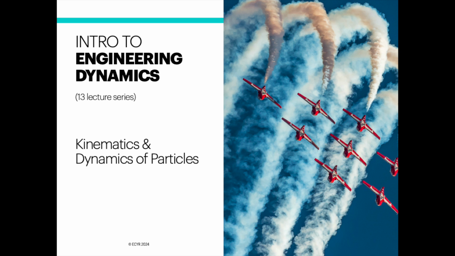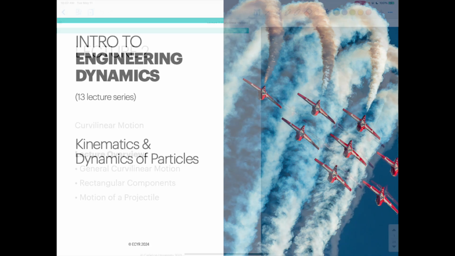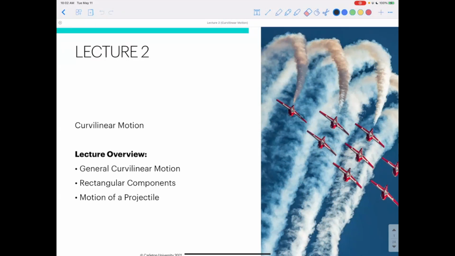To Tuesday, May 11th. So what we're going to do today is basically introduce general curvilinear motion, which is just motion of a particle that's no longer on a straight line. And we'll describe that motion using rectangular components, which is Cartesian coordinates. And then we'll finish off and see if we can get through at least the beginning of the motion of a projectile, which is an application of curvilinear motion.